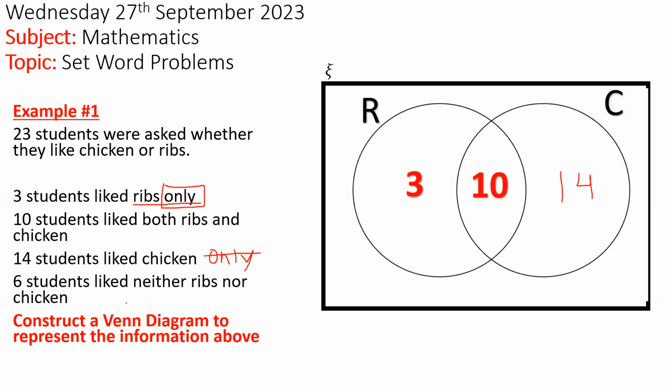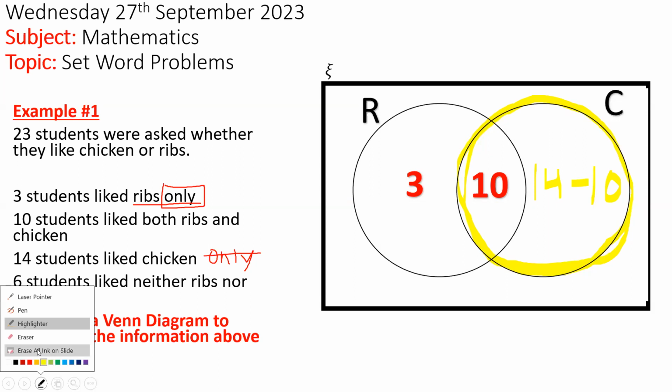14 students like chicken. So that means that this entire circle, when you add them together, this whole circle should be equal to what? 14. Yes, exactly. So in order to get what's supposed to be here, you're going to say 14 minus what? 10. Minus 10, and 14 minus 10 is going to be 4. So the answer for that one is definitely 4.